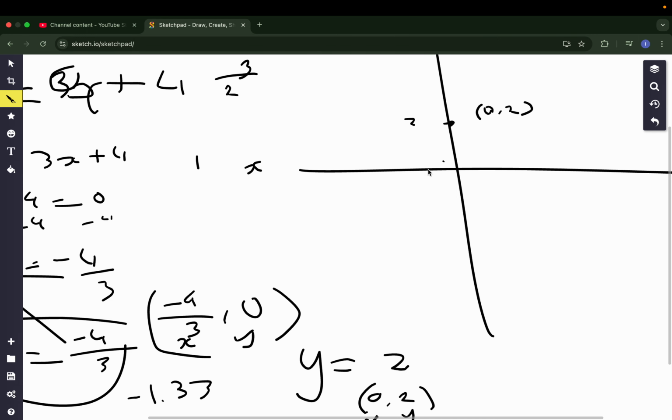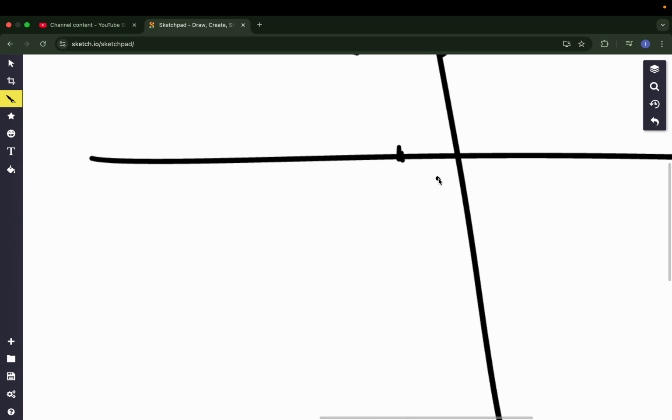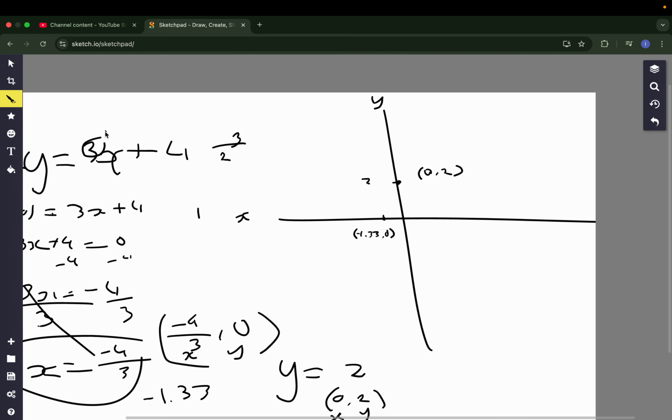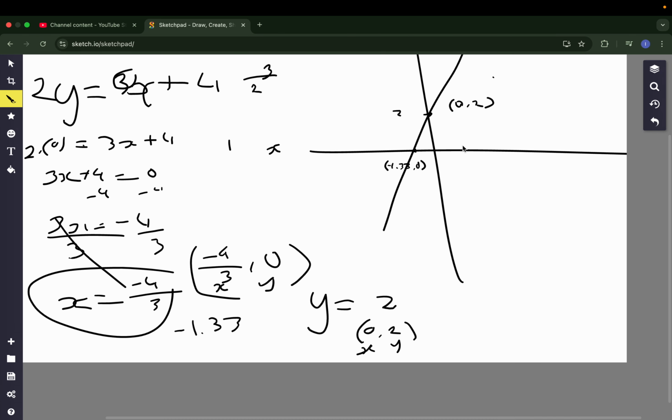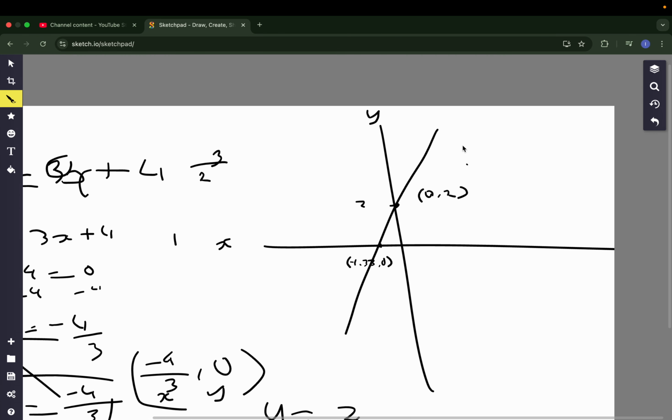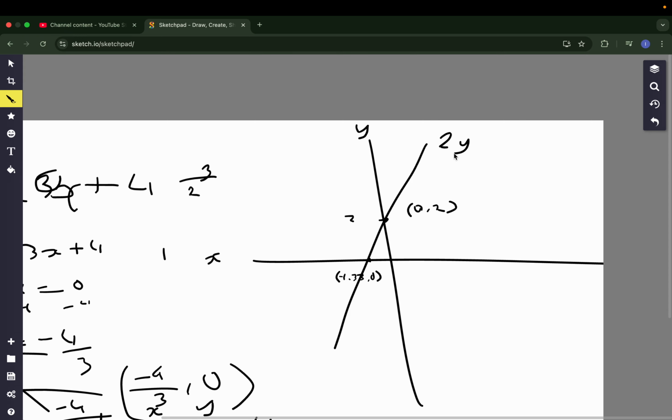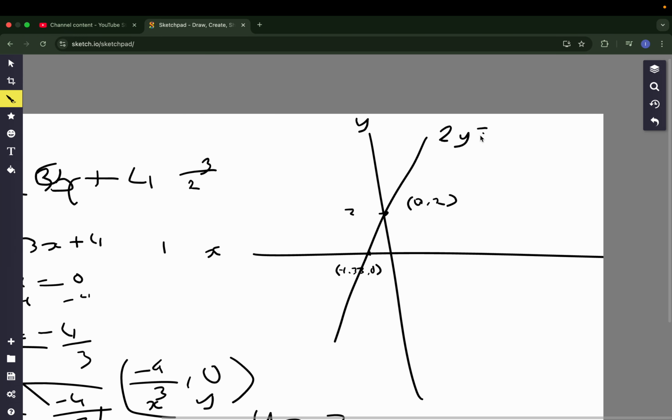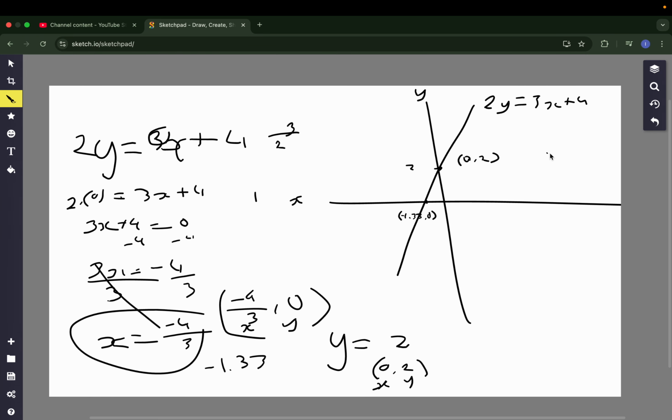And if we're trying to find it on the x-axis, it would be just around here, negative 1.33. So our line would be going like this. Like that. Oh, and don't forget to write in the equation if it tells you to. 2y equals 3x plus 4. Okay, that's how you graph it.